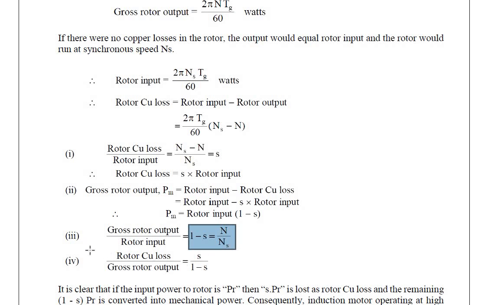Now the last one is the rotor copper loss divided by the gross rotor output. It is given by S divided by (1 minus S). Simply put the value of rotor copper loss from this equation and gross rotor output from this equation, and we get S divided by (1 minus S).